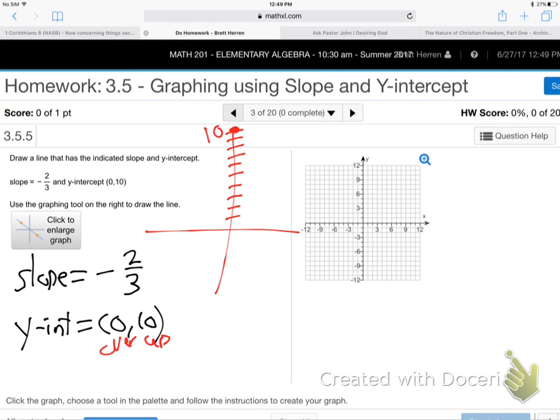What do you do with a negative that's on a fraction? Where am I going to put that negative? In the top, right? Always put that negative in the top. That's rise over run. So we'll go down 2, 1, 2, over 3, 1, 2, 3. So down 2, over 3. And then connect the dots.